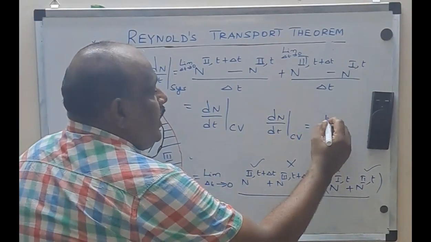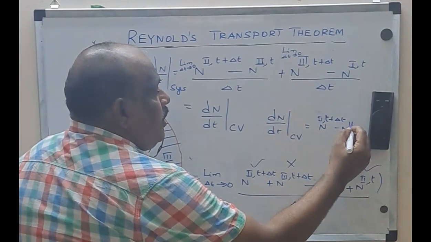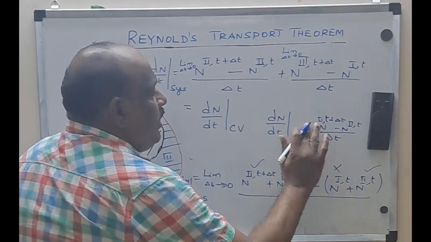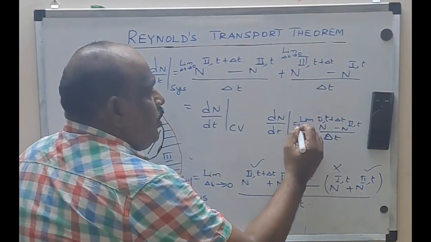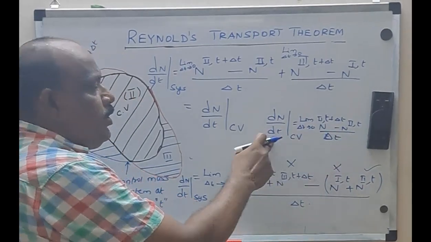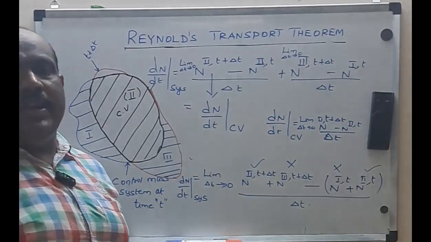N of t plus delta t of 2 minus n of 2 comma t by t2 minus t1, or delta t, when the limit delta t tends to 0. This one only will write. Now from this one I am moving to this one. So from this one I am moving to this one. I hope you will be able to understand.